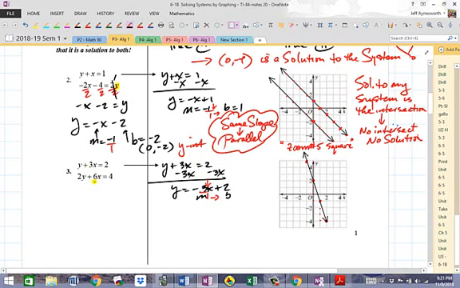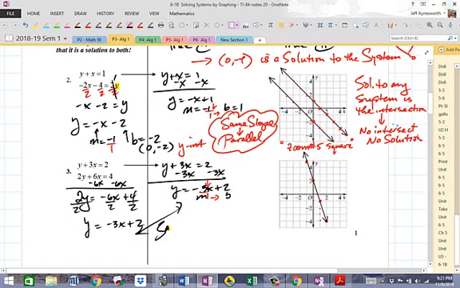Okay, now let's do the same thing over here. Let's subtract 6x, and you get 2y is equal to negative 6x plus 4. Divide everything by 2, and you get y is equal to negative 3x plus 2. Oh my God, look at this. Okay, they're the same equation, or you can say function. Okay, they have the same slope and y-intercept.